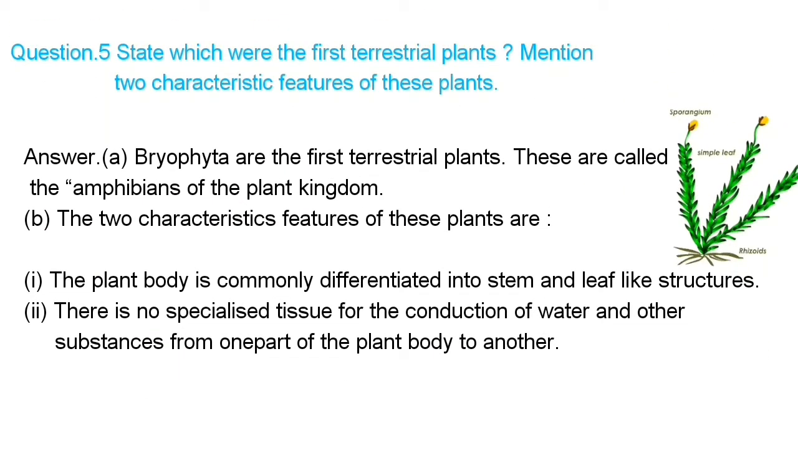First terrestrial plants: mention two characteristic features of these plants. Bryophyta are the first terrestrial plants. These are called the amphibians of the plant kingdom. The two characteristic features of these plants are as follows. The plant body is commonly differentiated into stem and leaf-like structures, and there is no specialized tissue for the conduction of water and other substances from one part of the plant body to another.